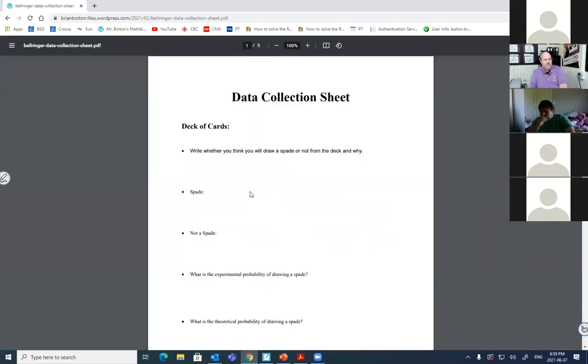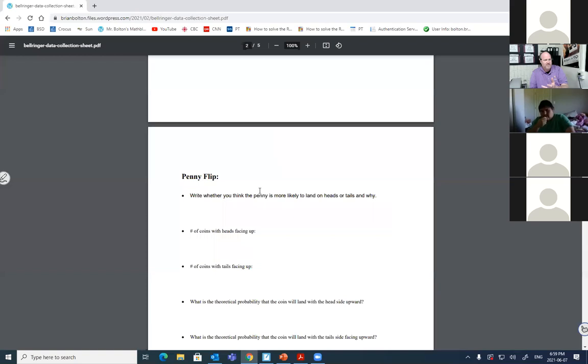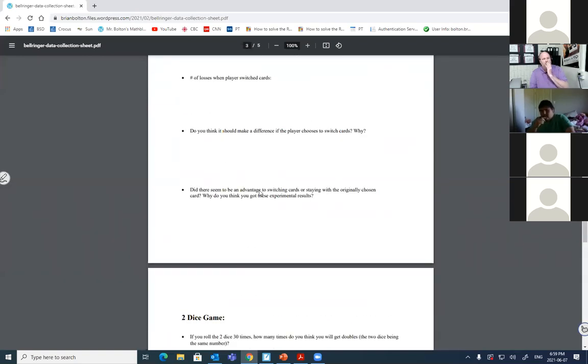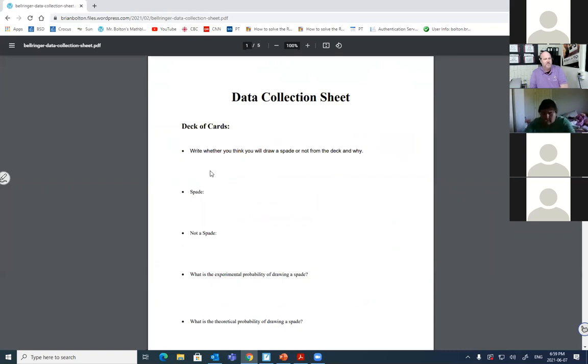Here's the collection sheet. So this one is deck of cards, penny flip, Monty Hall game, two dice game, and spin to win. So for instance, on the deck of cards, right, whether you think you will draw a spade or not from a deck and why. Explain it. So then what we're going to do is, this is where you're going to record all your spades that you get. This is where you record if it's not a spade. And then you're going to do the experimental and the theoretical. So where do you get that from?